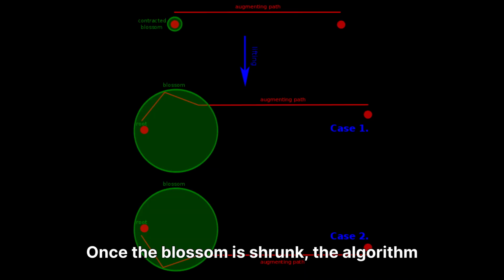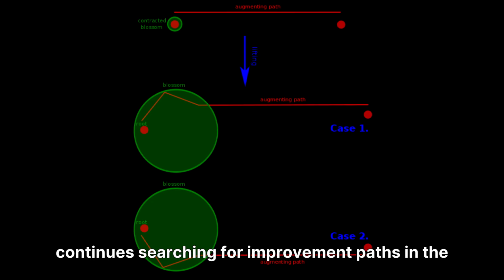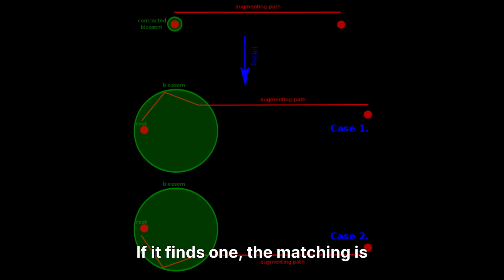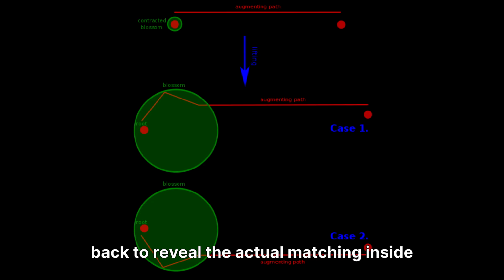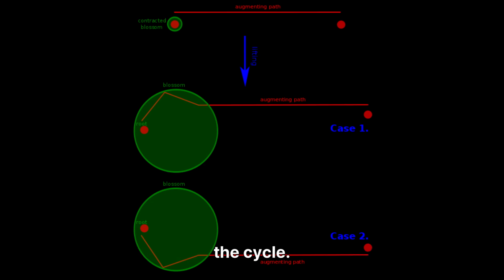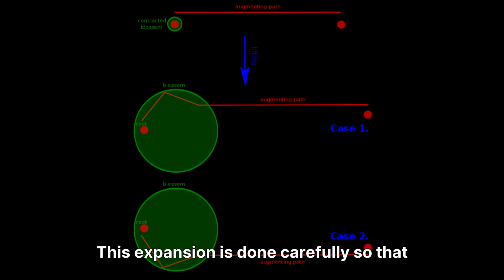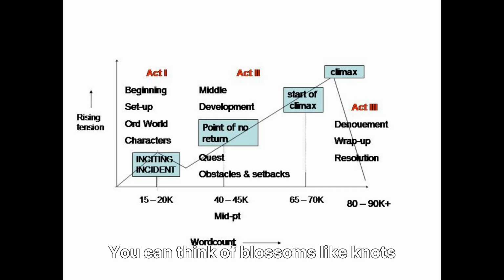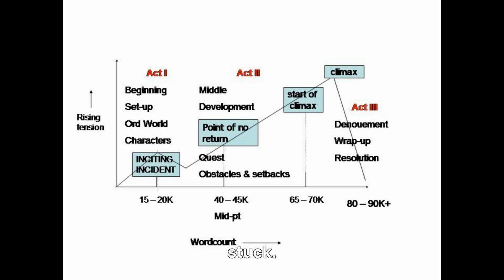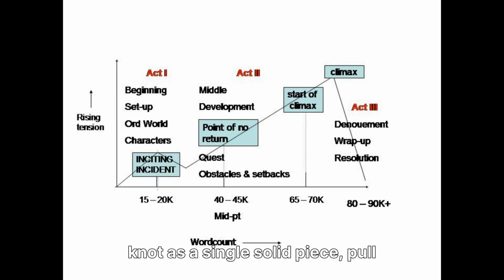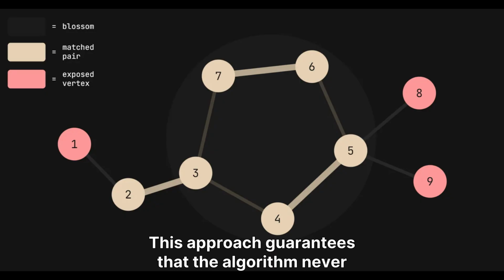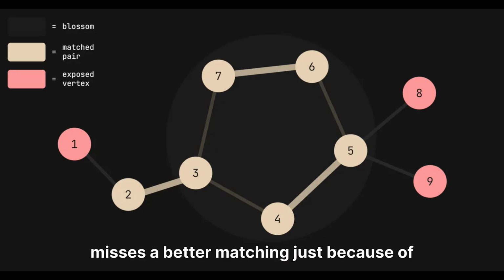Once the blossom is shrunk, the algorithm continues searching for improvement paths in the reduced graph. If it finds one, the matching is updated. Later, when needed, the blossom is expanded back to reveal the actual matching inside the cycle. This expansion is done carefully so that all pairing rules are respected. You can think of blossoms like knots in a rope. If you try to pull the rope straight without addressing the knot, you get stuck. Edmonds' idea was to temporarily treat the knot as a single solid piece, pull the rope where possible, and then untie the knot at the end. This approach guarantees that the algorithm never misses a better matching just because of a tricky loop.